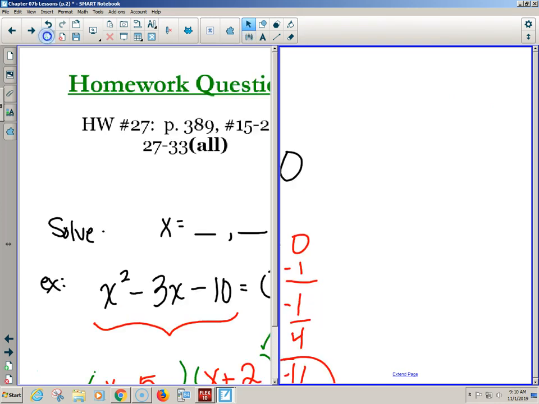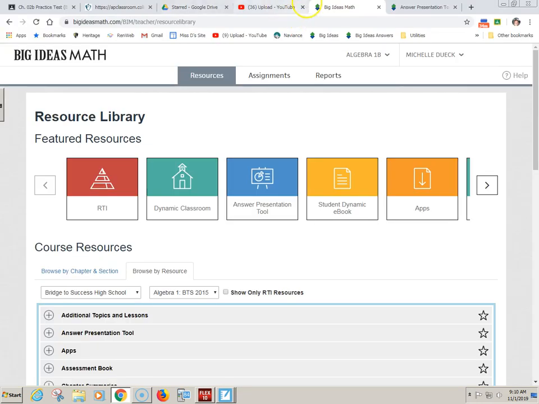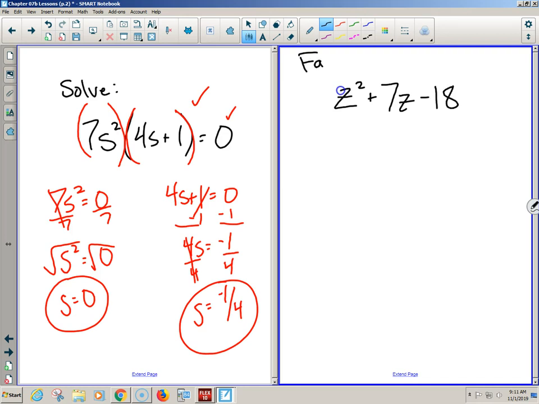All right, your last question was number 16, I think. Number 16, do we have it right here? You probably have it written down already, right, bud? What's number 16's problem? Z squared plus 7z minus 18. Minus 18. And I think the directions are just factor because there's no equal sign.